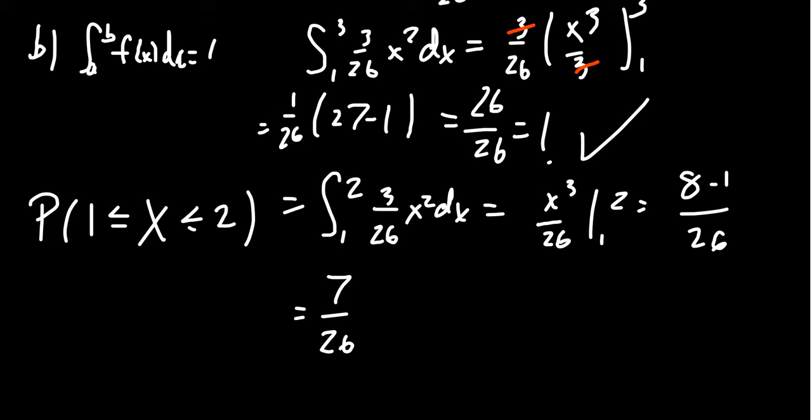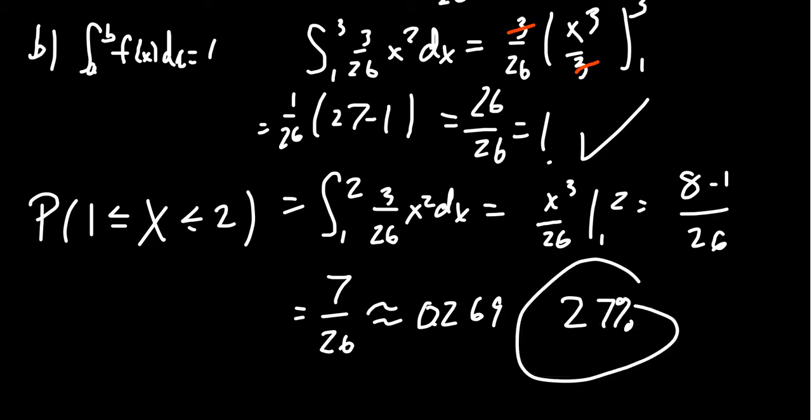which, as this is a probability, we should probably write as a decimal. This would give us 0.269, so approximately 27% chance of our random variable being assigned a number from 1 to 2. Then, of course, if we were to take the complement, we'd have a 73% chance that the random variable would be assigned between 2 and 3, if we're interested in that. So we can study probabilities using these probability density functions.